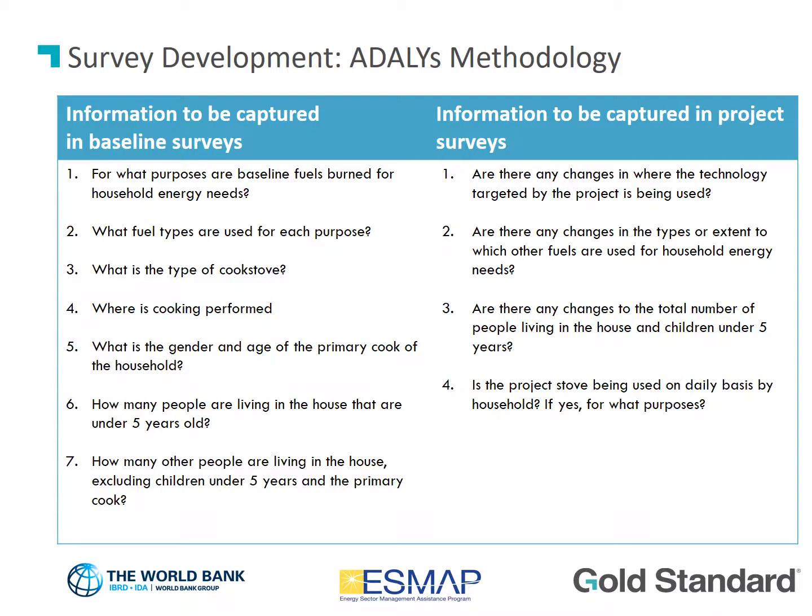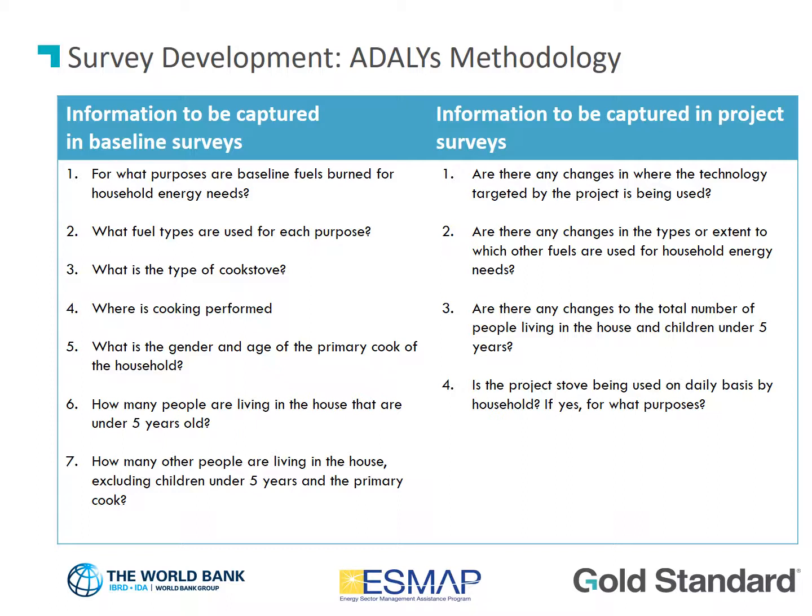So I'll just talk a little bit about what the surveys that we talked about should contain. For the baseline survey, we need to know for what purposes are the fuels being burned for household energy needs. This could be for food, for making beverages, for heating, for lighting. We also want to know what fuel types are used for each purpose. It's common that multiple fuel types are used, even if the user only has one primary stove.